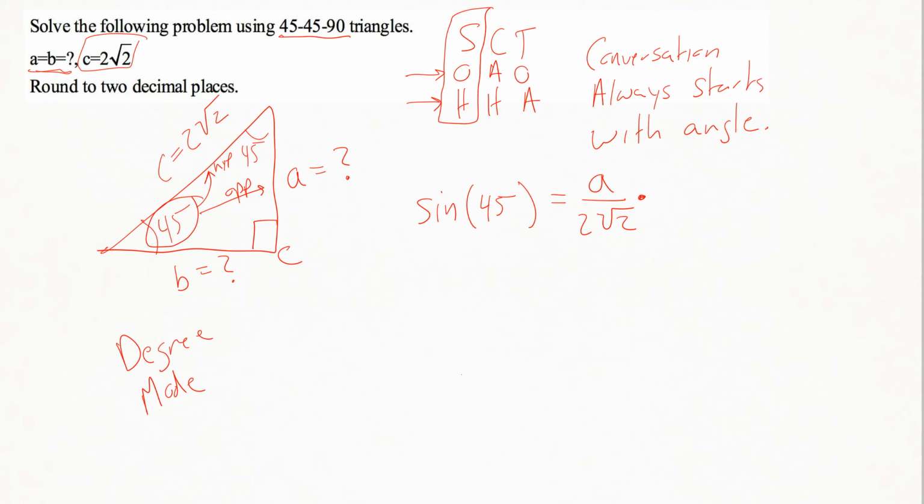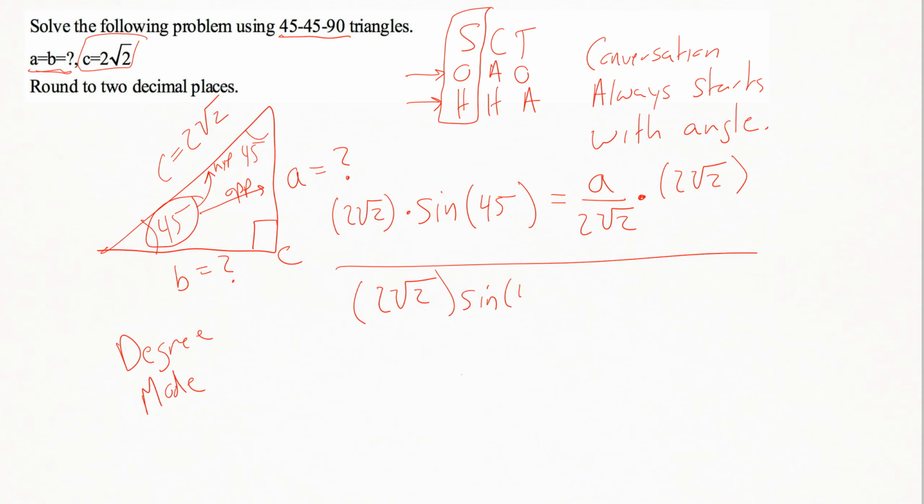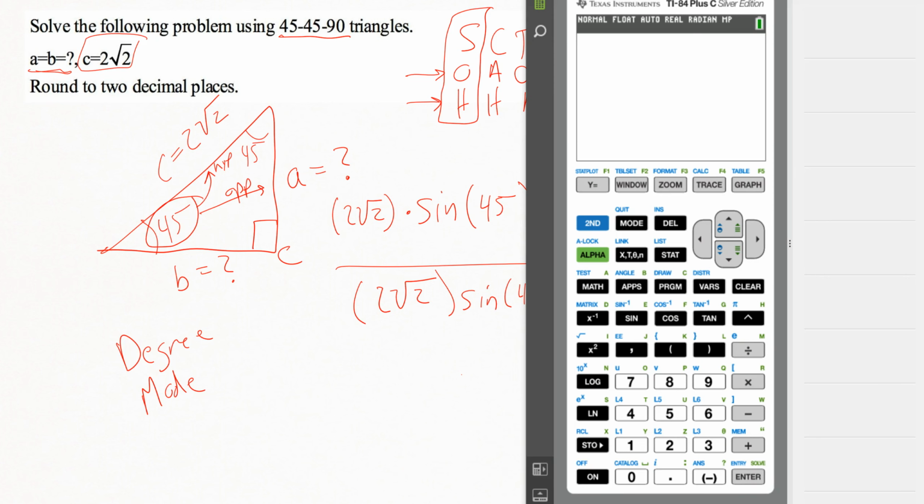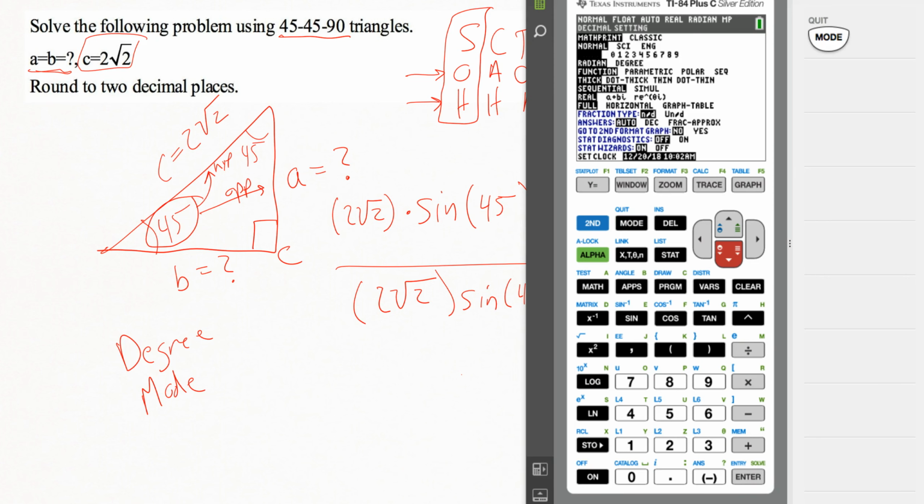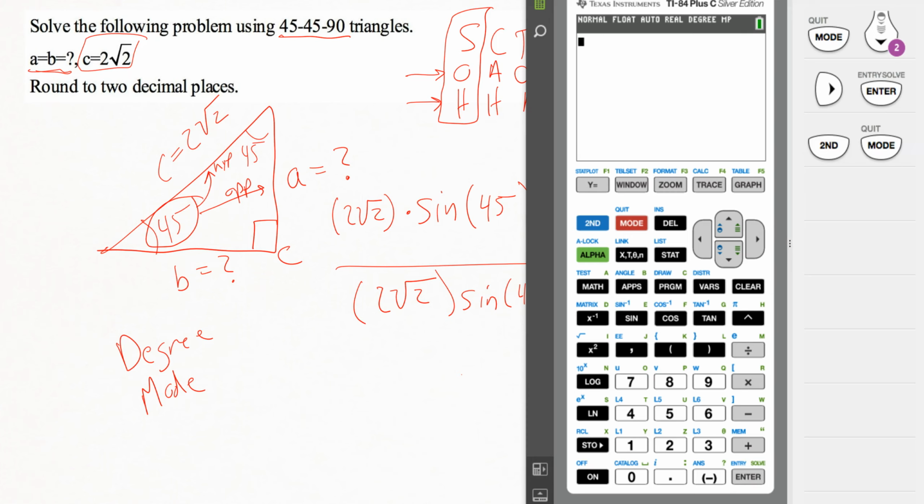But from there, to finish up solving this algebra problem, we take and multiply both sides by 2 times the square root of 2. And so out of here, we're going to end up with 2 square root of 2 times the sine of 45 equals A. So at this point, we go and grab our calculator, and we go to our mode button here and make sure that we are in degree mode. So scroll down until we see degree right there and hit enter on that. And then we just hit second quit to get out of there.